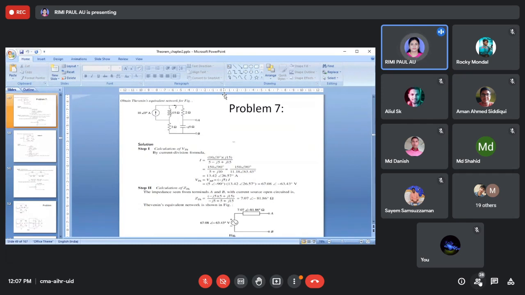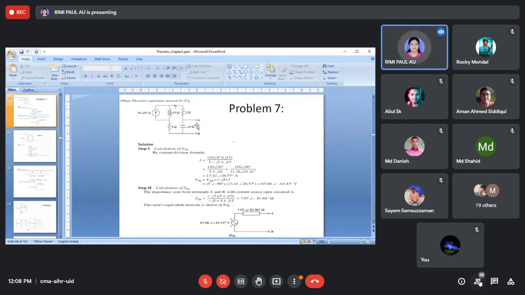This is another problem, a Thevenin's theorem problem. Here the current division rule is applied. You can apply any method. I am just showing two different types of problem. You can apply any method, but you have to find Thevenin's equivalent network.